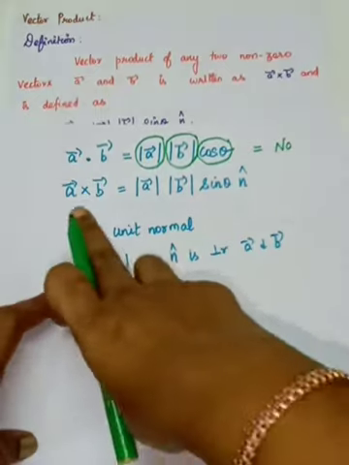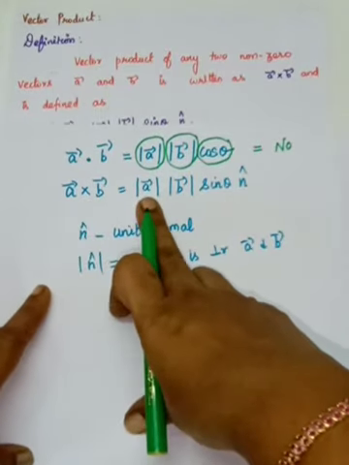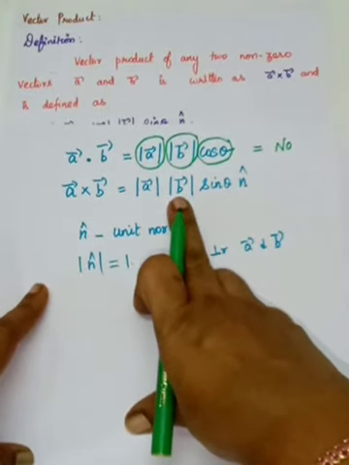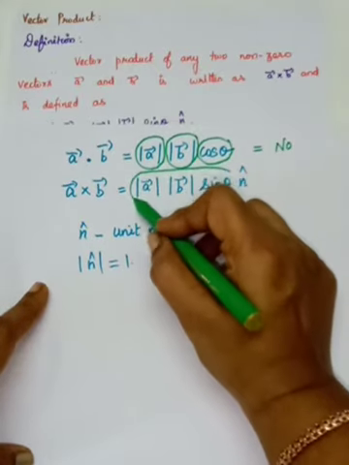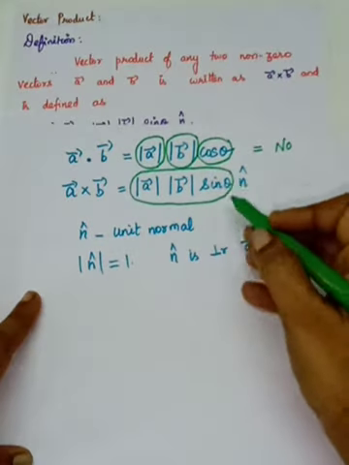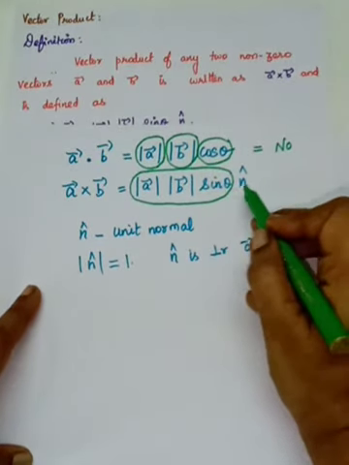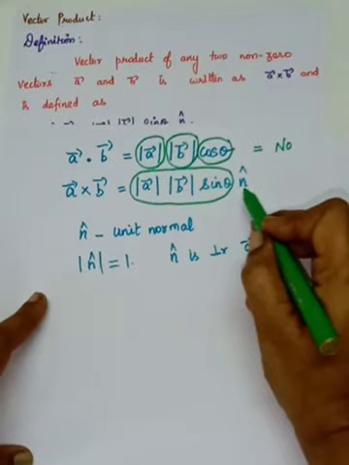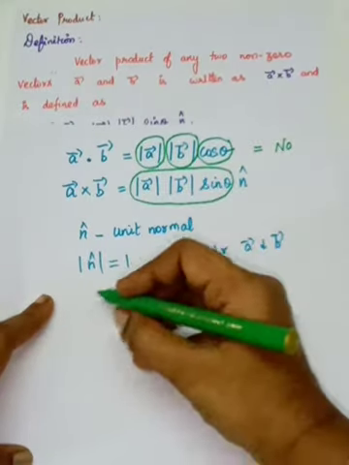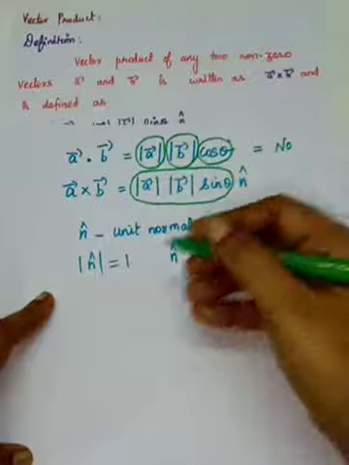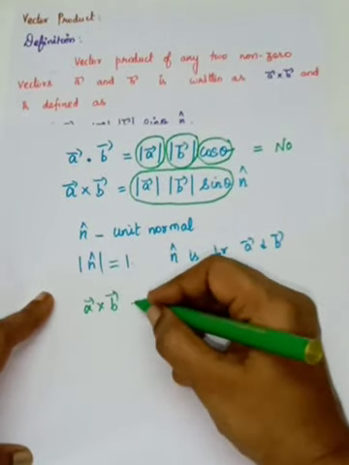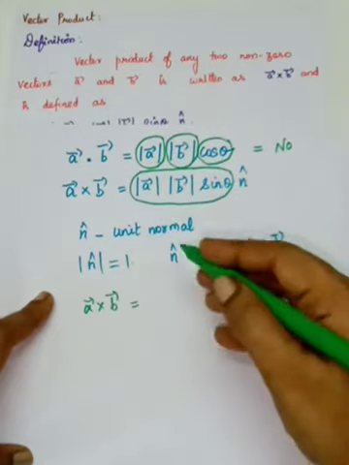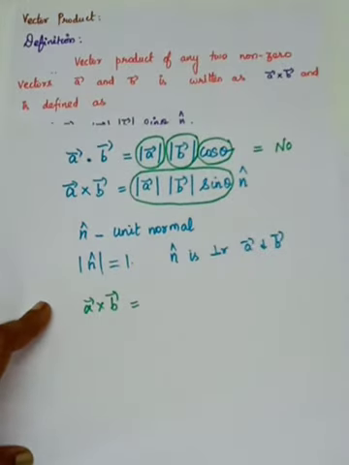But coming to the cross product, modulus of a vector is a number, modulus of b vector is a number, and sin theta is a number. The product of these three is a number into n cap. N cap is a unit normal vector. That's why a vector cross b vector is a vector. So while you are writing the answer, you have to write it in terms of a vector.